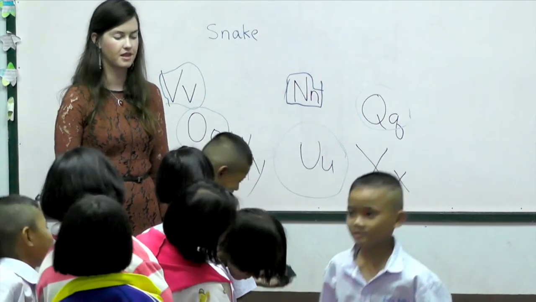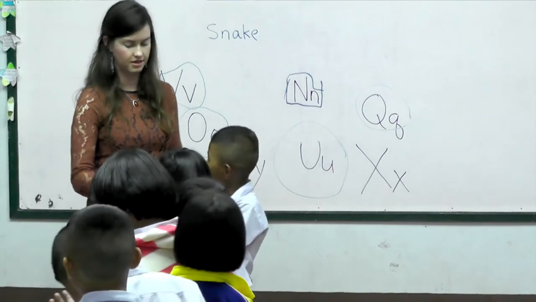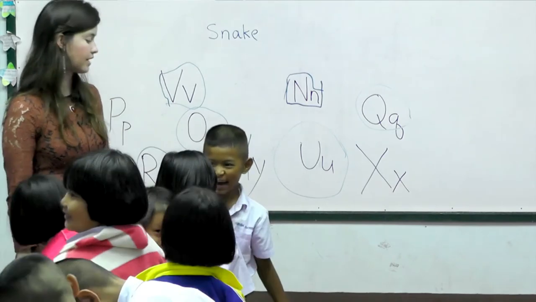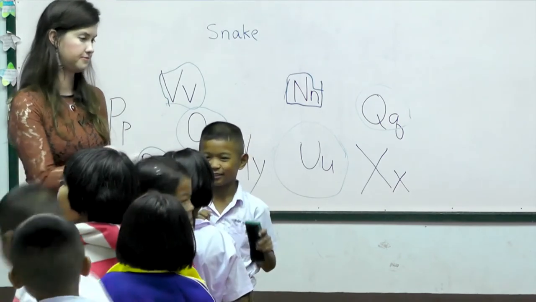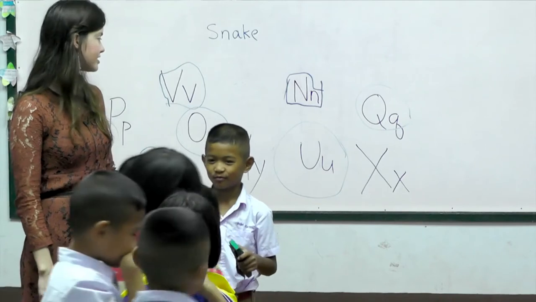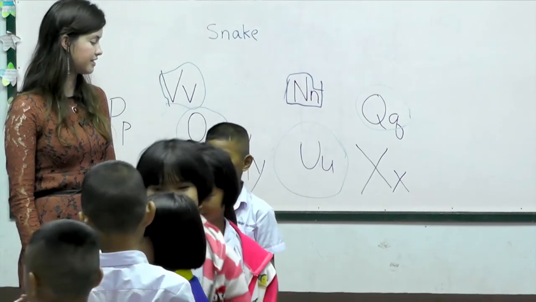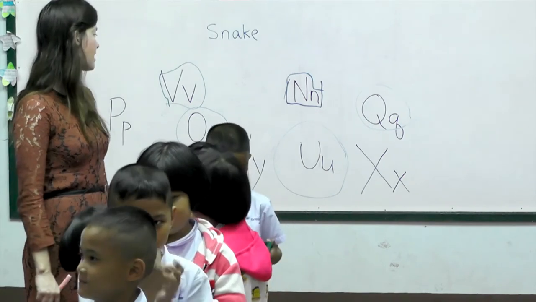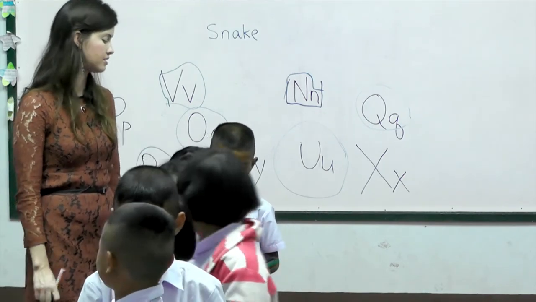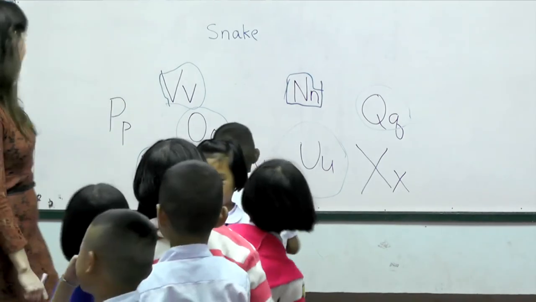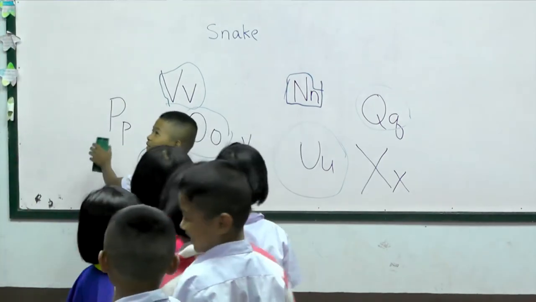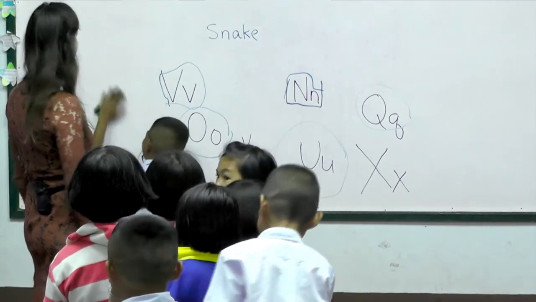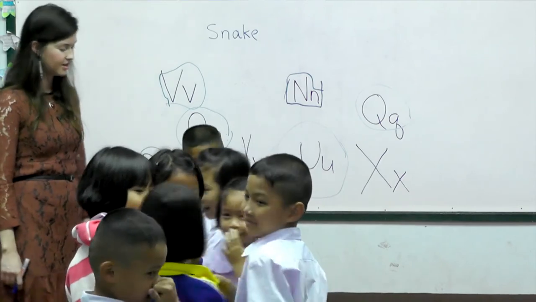Okay. Turn around. Ready for your sound? You are going to erase for us the sound that makes the P sound. Puh. Go. What letter is that? P. P makes the puh sound. Good job. P for pot. That's right.